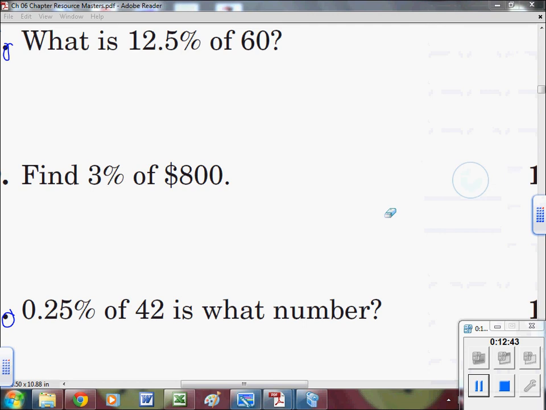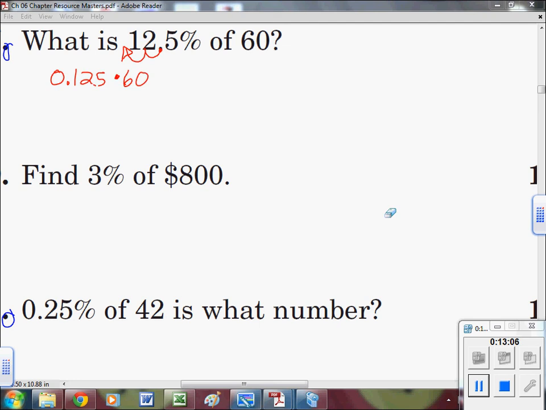All right, so in the first one, what is 12.5% of 60? Hit pause if you think you've already got that one, and take a moment to give it a shot. And make sure you know what you're multiplying to get your answer. Well, the first thing we've got to do is move that decimal place over twice to turn it into a decimal. So that makes it 0.125. Well, that's what we're going to multiply by 60.